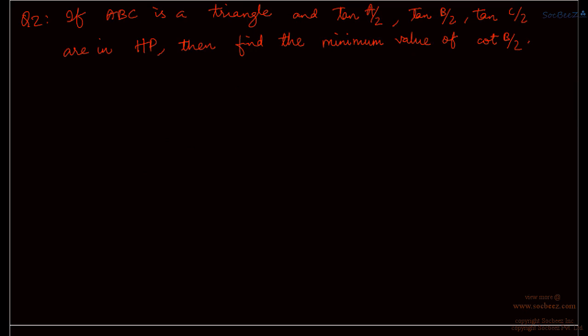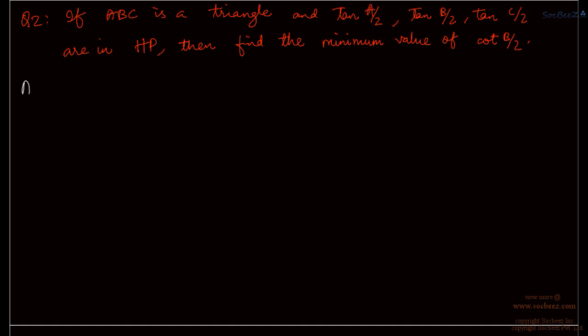ABC is a triangle and tan A/2, tan B/2 and tan C/2 are in HP. HP is nothing but harmonic progression. Then find the minimum value of cot B/2. Now ABC is a triangle, or in other terms A + B + C is pi. So any of the conditional identities with the condition A + B + C equal to pi, we are supposed to use them.